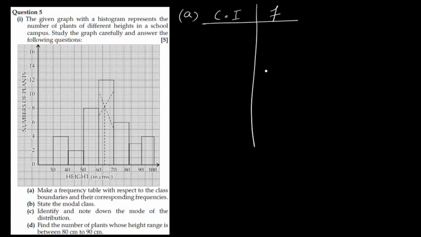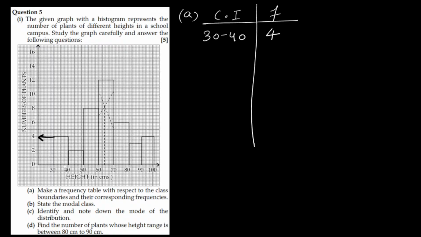So what should be the first interval? Yes, it's 30 to 40. See, our first bar is at 30 to 40. So the first interval is 30 to 40. What's the corresponding frequency? Opposite to the highest part of the bar, see opposite to which point it is. It is just opposite to 4. That means the frequency is 4.